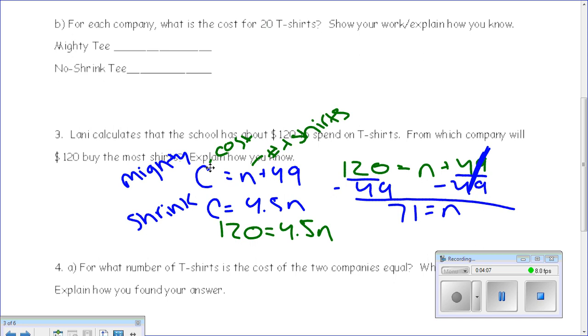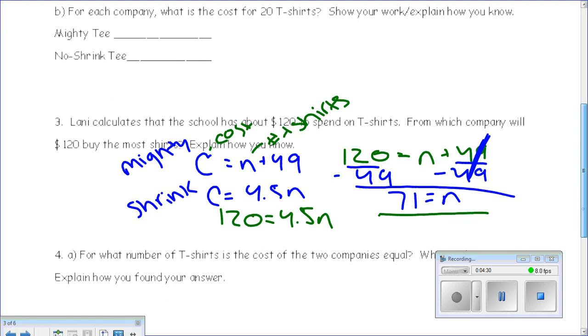I'll give you 1 minute with your shoulder partners to figure out the total for N for No Shrink. And it says for which company will buy the most t-shirts, which means you're going to compare your N for Mighty T, and you're going to compare your N once you find it for No Shrink. Who has the most? That's all they're asking. So I'll give you 1 minute to talk about that with your shoulder partners.